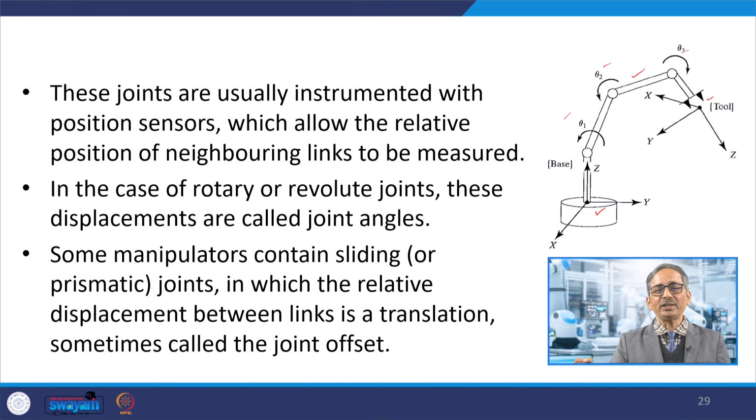So these joints are usually instrumented with position sensors. These could be potentiometers, or they could be encoders. And this allows the relative position of neighboring links to be measured. In the case of rotary or revolute joints, these displacements are called the joint angles. And some manipulators may have a sliding joint which we call a prismatic joint.